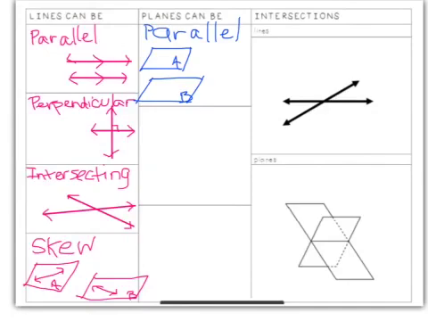Now, planes can also be parallel, meaning this plane, which is going on infinitely in every direction, and this plane, which again, infinitely in every direction, will never intersect with each other. So you just draw 2 parallelograms, make sure you label them with a capital letter. Now, perpendicular planes means that they're intersecting at a right angle. They cross to form a 90-degree angle.